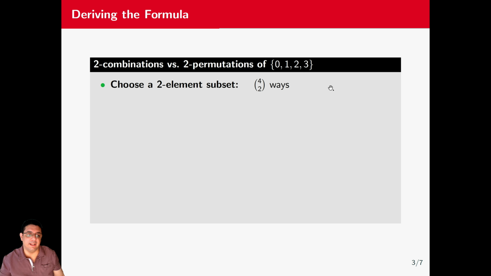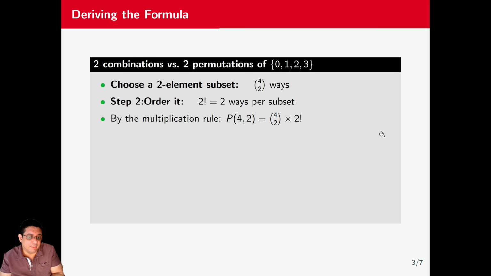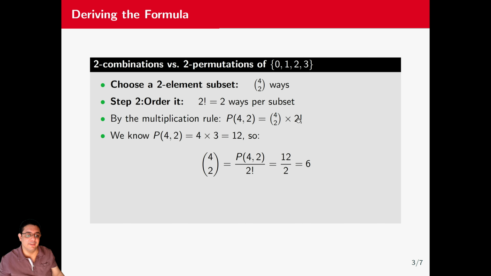One example of this: let's consider the 2-combinations and 2-permutations of the set 0, 1, 2, 3. First, let's go with the combination. Let's choose 2 elements out of those 4. I can do this in 4 choose 2 ways. Step number 2: if we want to order them to get a permutation, then because we're ordering 2 elements, we get 2 factorial, which is 2 ways per subset to order it. By the multiplication rule, the number of permutations of 2 elements out of 4 is that I can choose 2 out of 4 and then order it in 2 different ways.